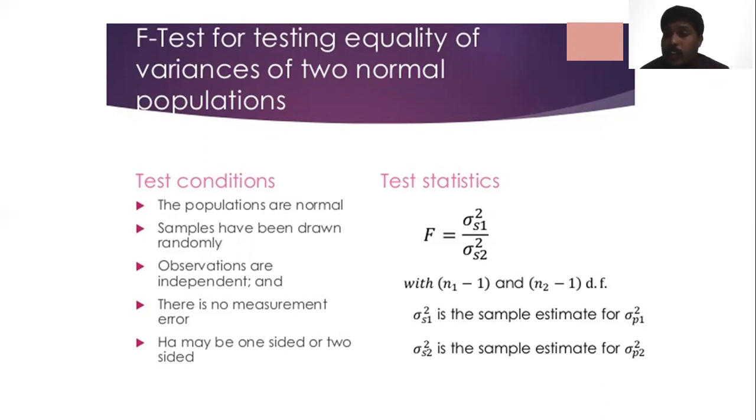What is the formula for F to check the population variances? It is sigma square S1 over sigma square S2. In the previous session, we saw that the square of the standard deviation is nothing but the variance. So sigma S1 square is the sample estimate of the first population, and sigma 2 is the variance of the second population. There are degrees of freedom connected with these types of tests. Degrees of freedom is considered with respect to the size of the population.